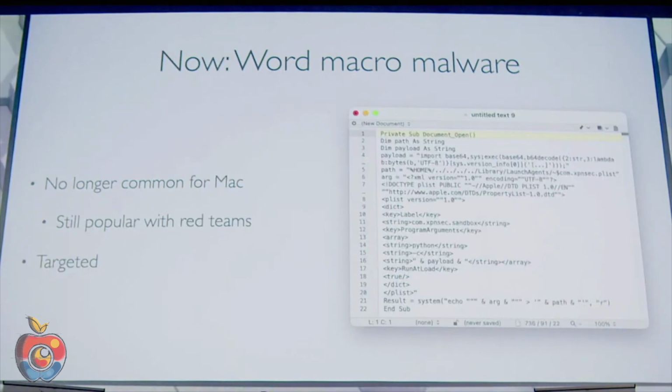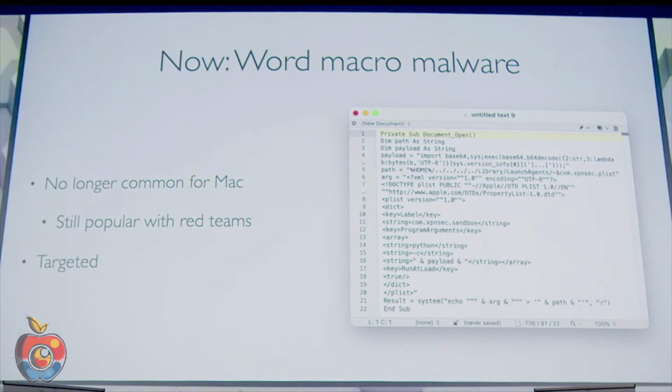So these days, Word macro malware isn't as common as it used to be. I still see it being fairly popular with red teams. I think maybe some red teamers might agree or disagree, but it seems like it's popular with red teams. Where we do see it in the wild, it tends to be more targeted, because you've got to use some kind of sandbox escape, which means you've got to have a certain version of Word or Mac OS in order to target that, and you've got to know your victim is running a vulnerable version of the software.